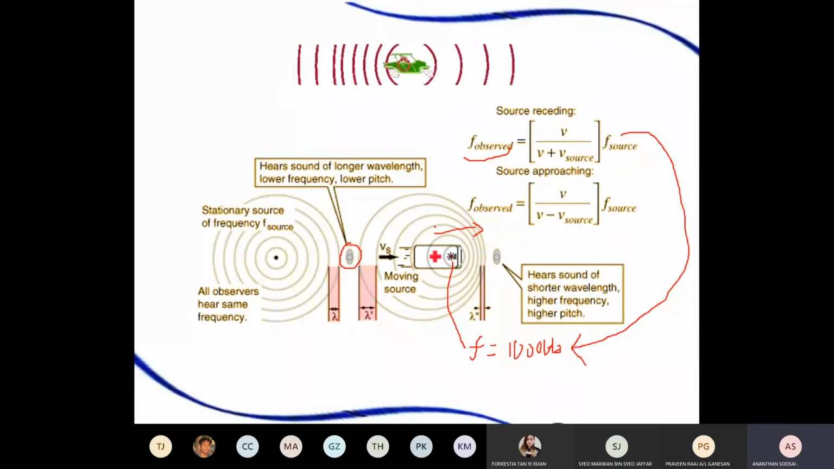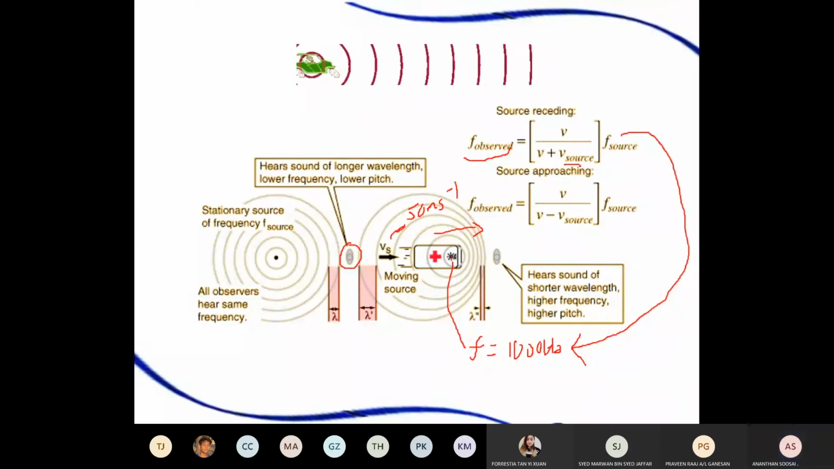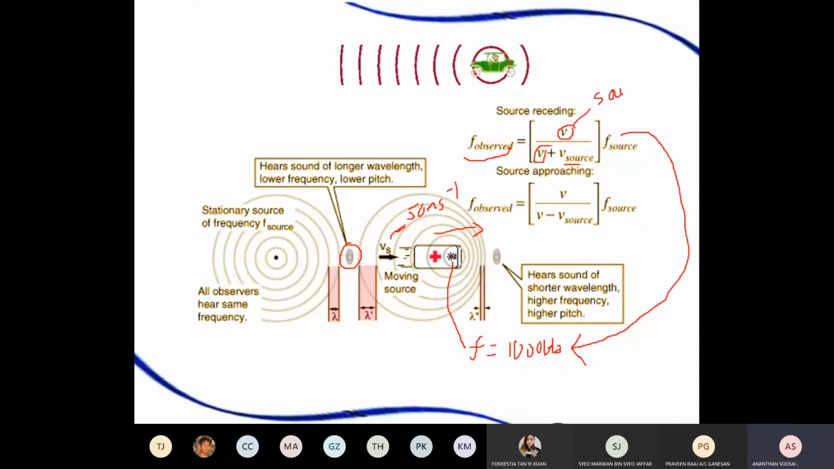That's the frequency of the source. When the ambulance is moving away from you with a speed of, let's say, 50 meters per second, then your V source will be 50 meters per second. What is this V? This V is the speed of sound. So these two formulas you have to remember.